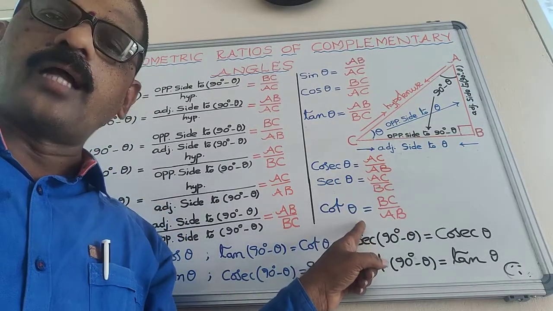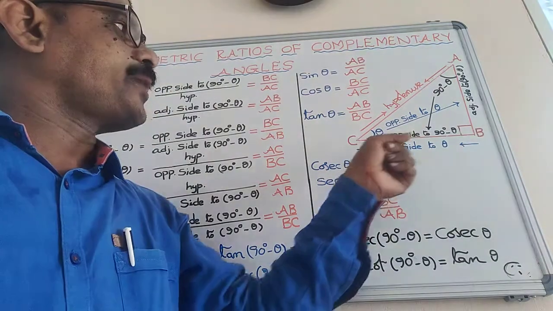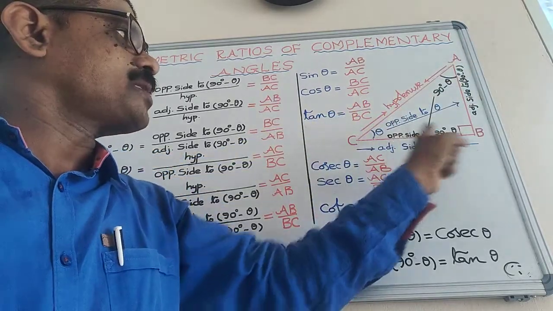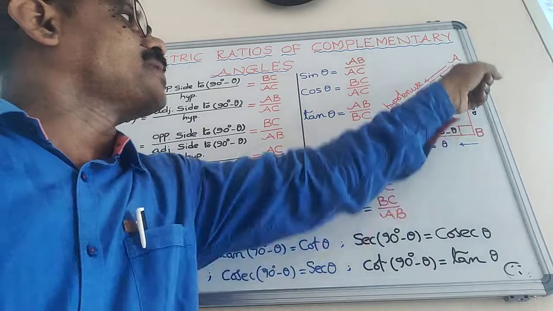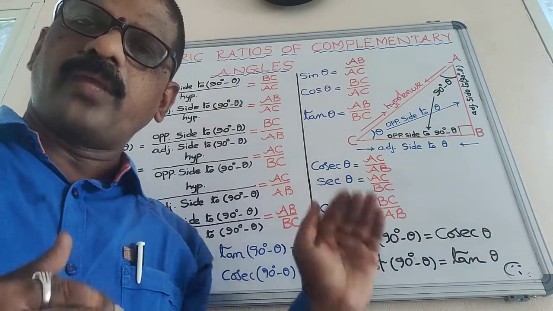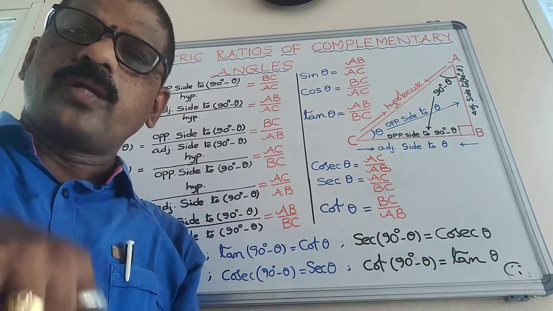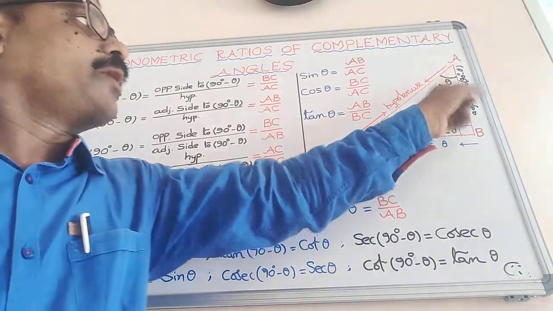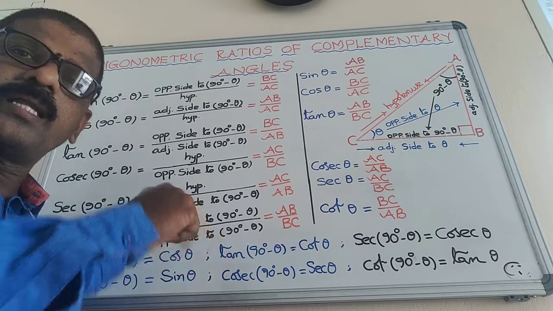The next one, cot theta. The definition of cot theta is adjacent side to theta by opposite side to theta. Adjacent side to theta is BC. Opposite side to theta is AB. Now cot theta equals BC by AB according to this triangle. Clear? The next one we are going to 90 minus theta. Now sine 90 minus theta.